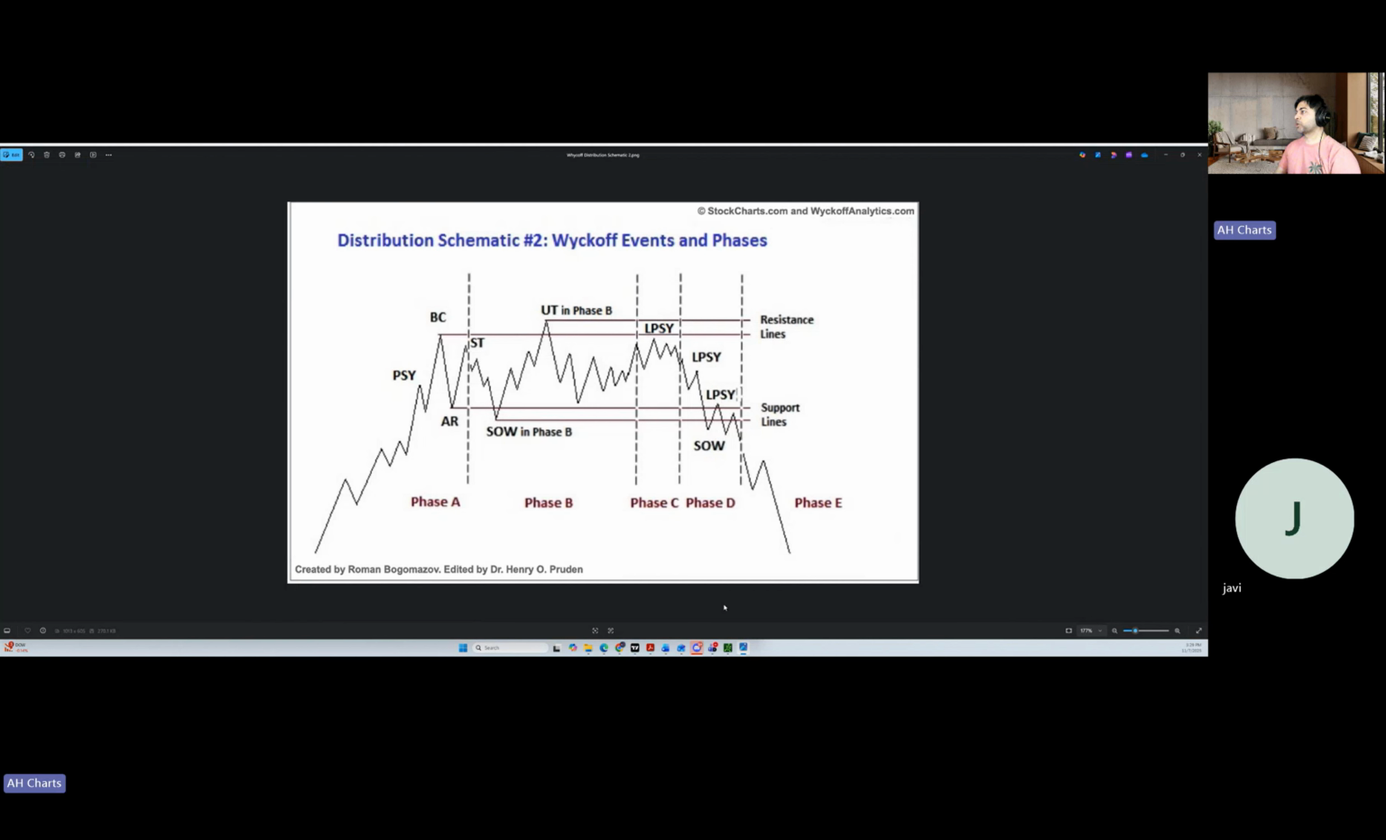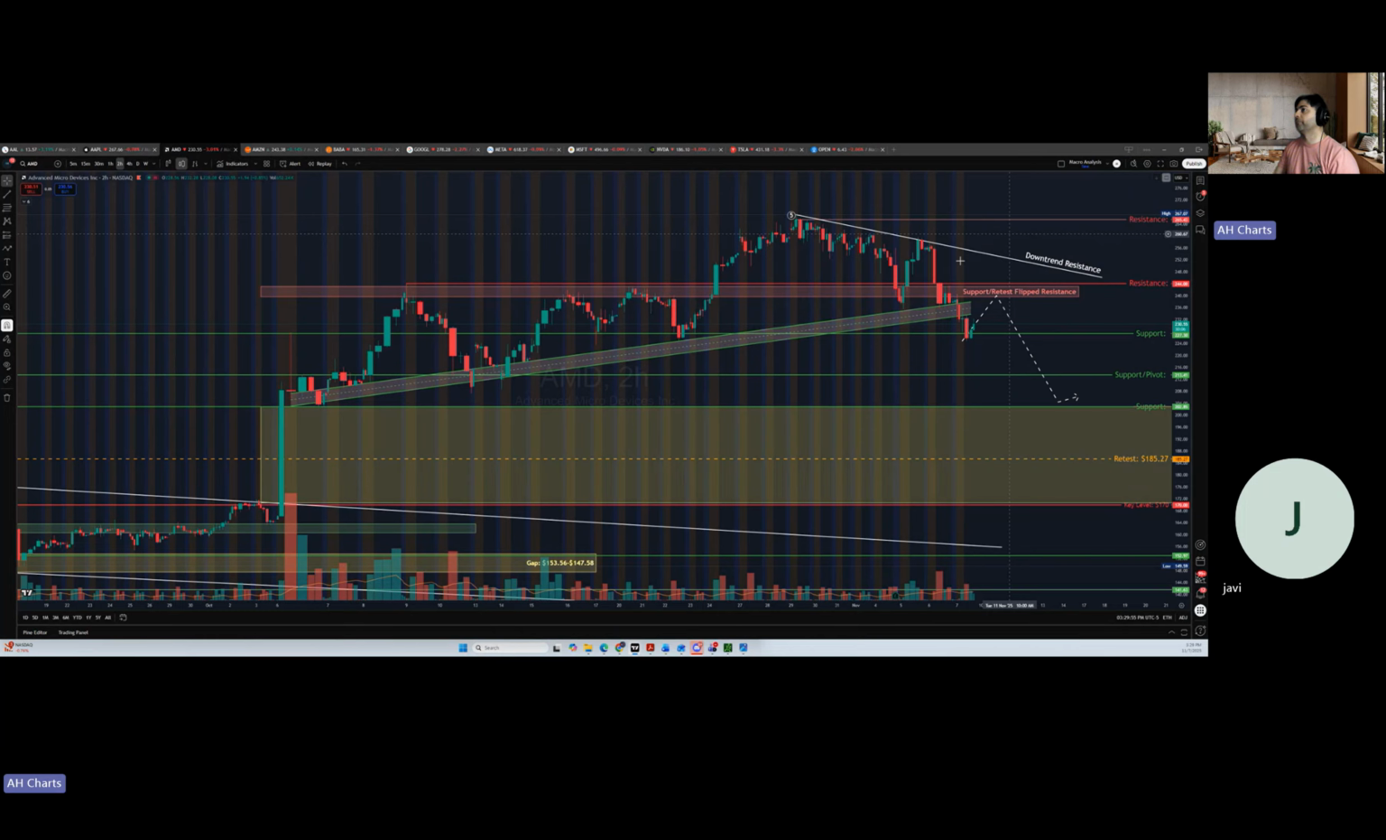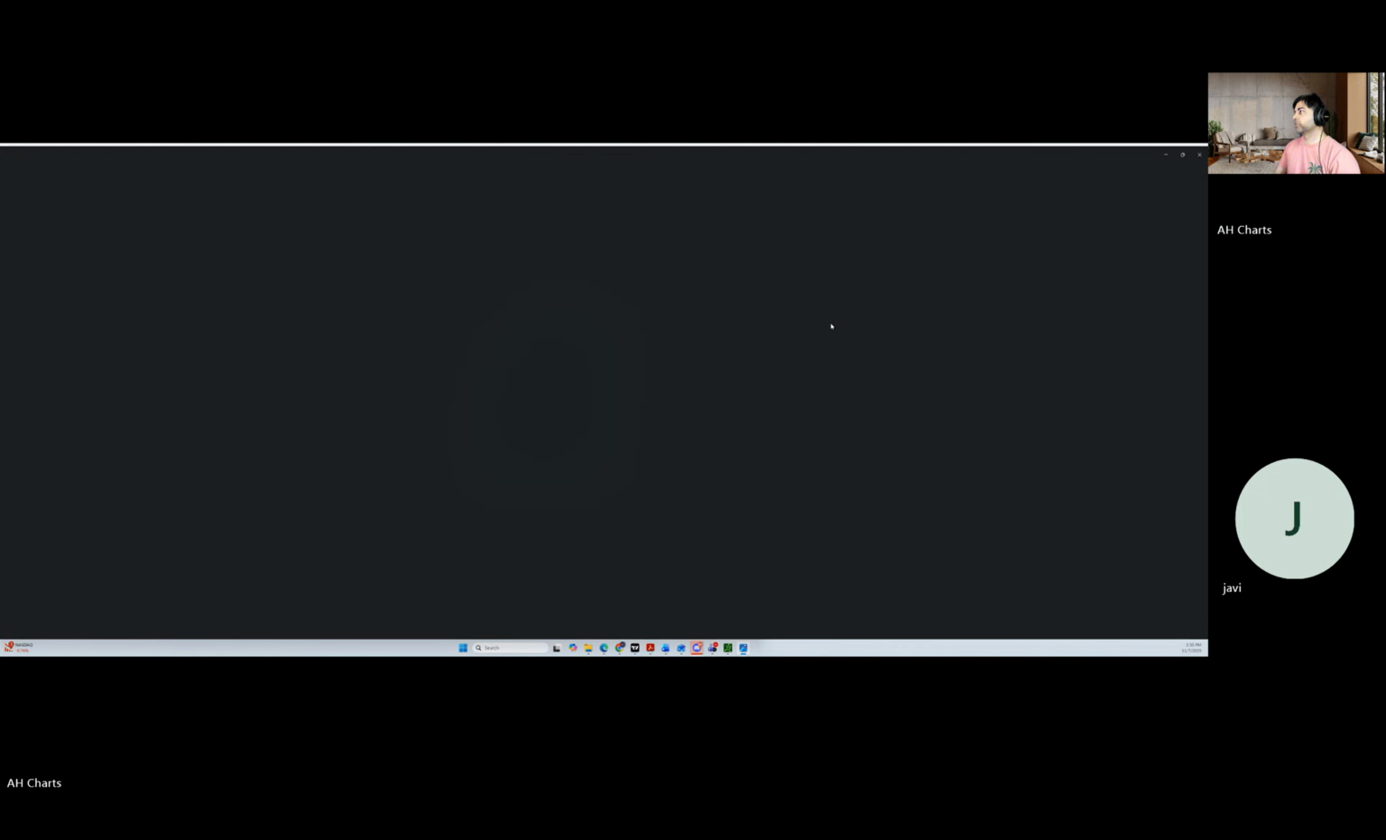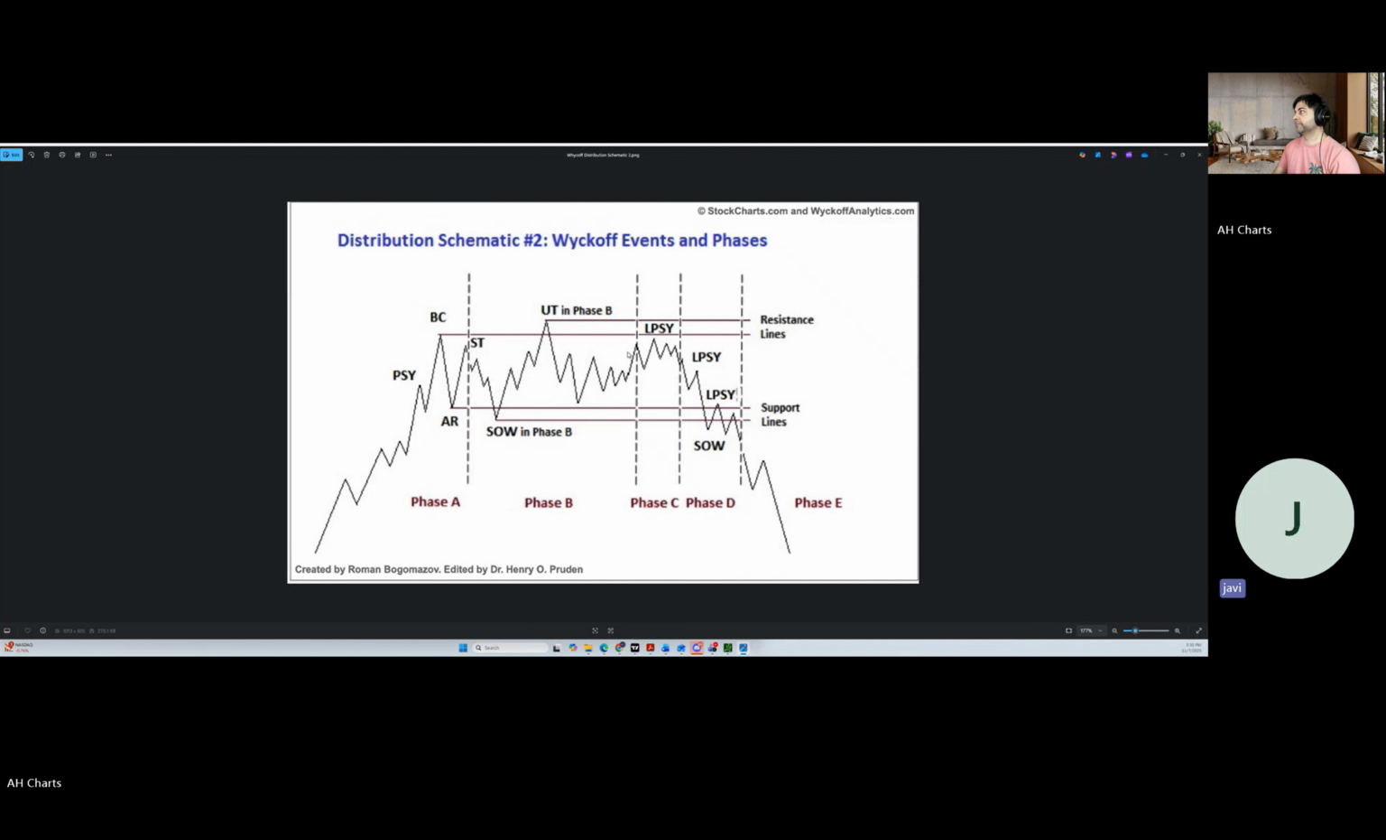But upthrust, let's go back here in Wyckoff. This is where distribution starts. You'll come back, you'll retest the previous resistance, and then you will start to break down. Is it going to come back up and retest the previous resistance right here? You see what I'm saying? So you have this drop from UTAD.